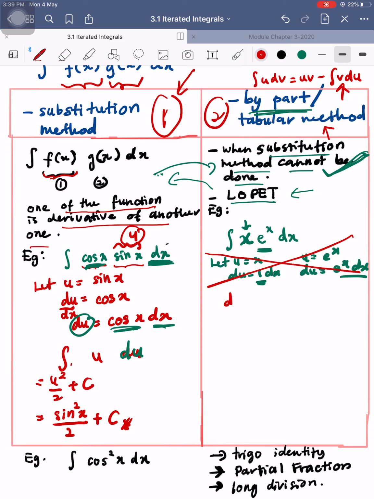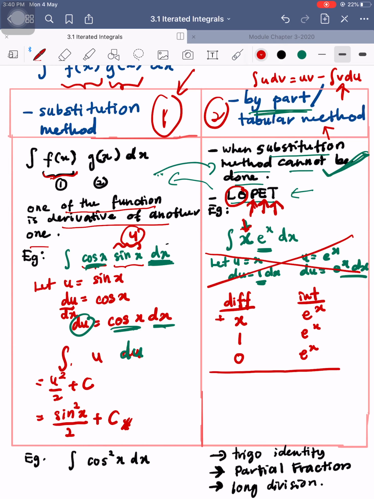I prefer to use the tabular method. First you differentiate, another one you integrate. Choose the one that comes first in LIPET: logarithm, inverse trigo, polynomial, exponential, trigo. So here polynomial comes first. So polynomial x, we choose to differentiate, and exponential comes next, so exponential to integrate. Differentiate x, you get 1, differentiate 1, you get 0. Differentiate until you get 0, and since you get 0 at the third step, you integrate until the third step. Integrate exponent x, you get exponent x. Integrate exponent x, you get exponent x.